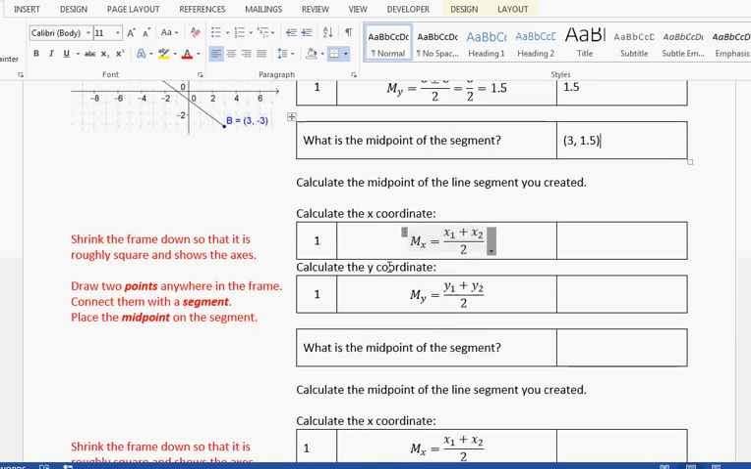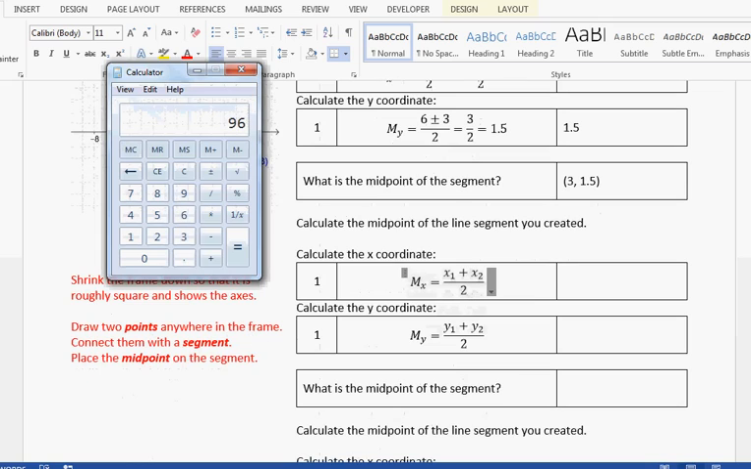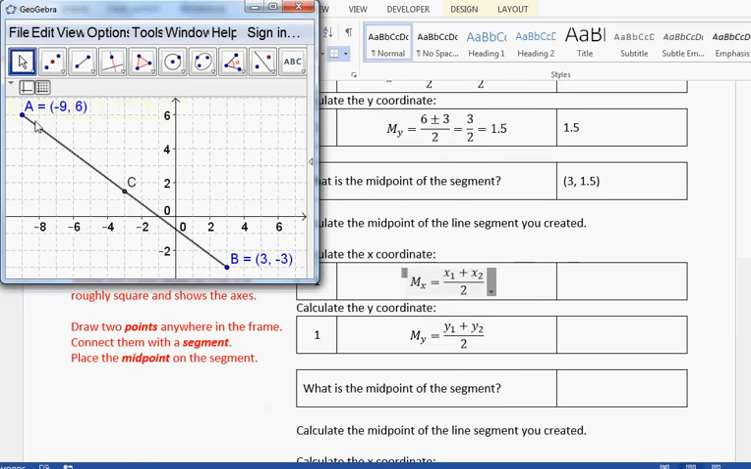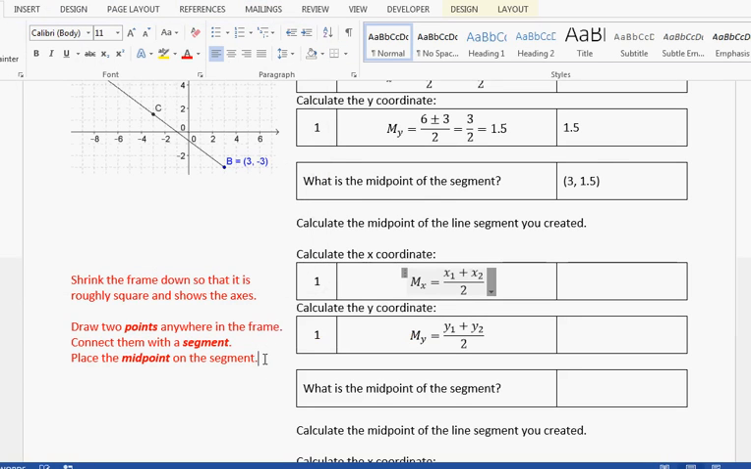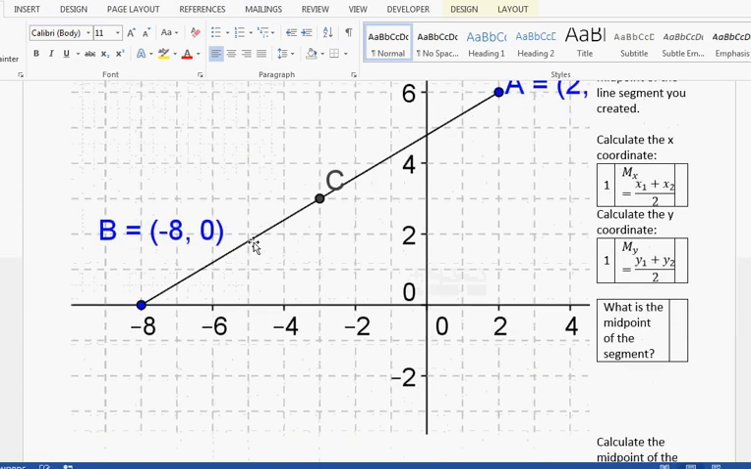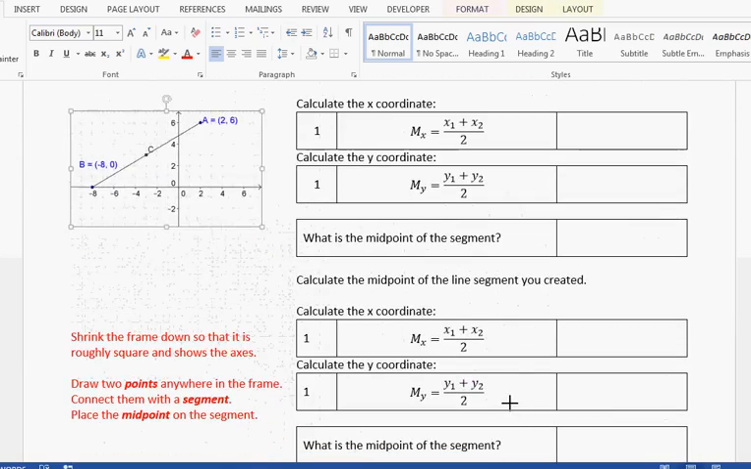Okay. Now we're going to do another one. We're going to create another midpoint. So here we go. Back to GeoGebra. Let's move A somewhere else. How about there? And let's move B down here. There. Okay, something like that. Take another picture, Control-Shift-C. Notice that I didn't redraw the picture. I just moved A and B around, because that's all you have to do.